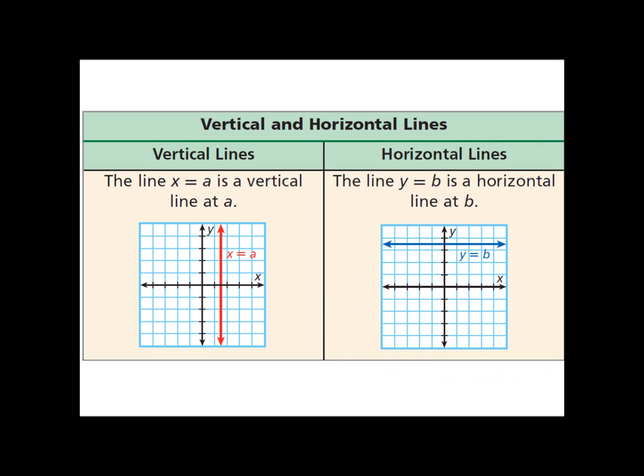Let's talk about vertical and horizontal lines. When a line is vertical, that is that its slope is undefined, we have to use an equation x equals some number in order to describe that vertical line. When a line is horizontal, that is its slope is 0, we use an equation y equals some number to describe that horizontal line.